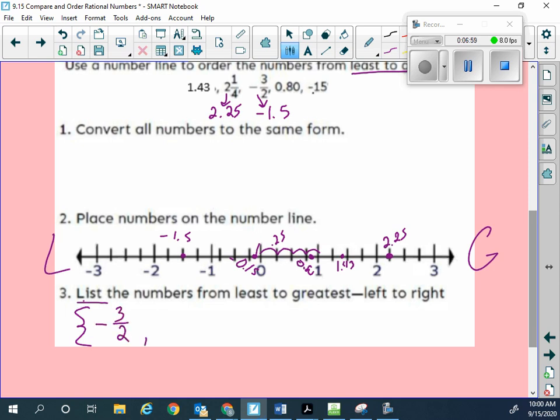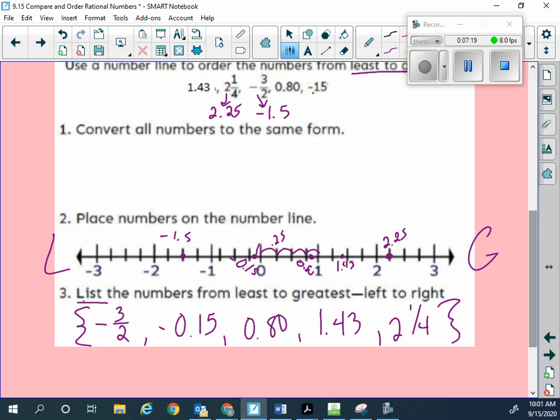Okay? The next one we come to is negative 0.15, then 0.80, 1.43, and then 2.25, but really it's 2 and 1/4.